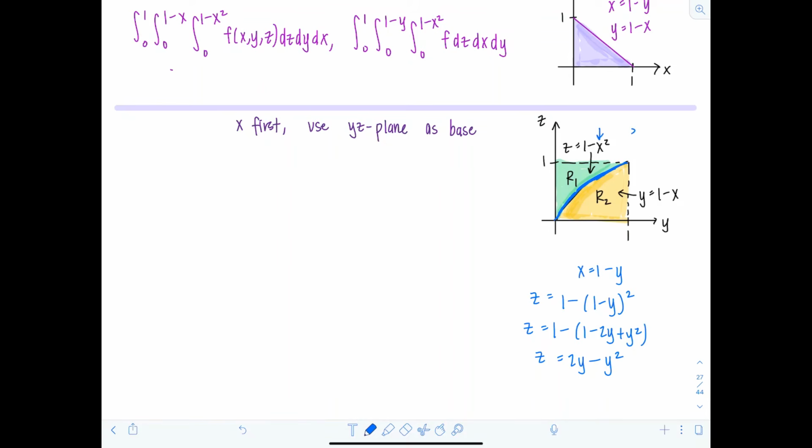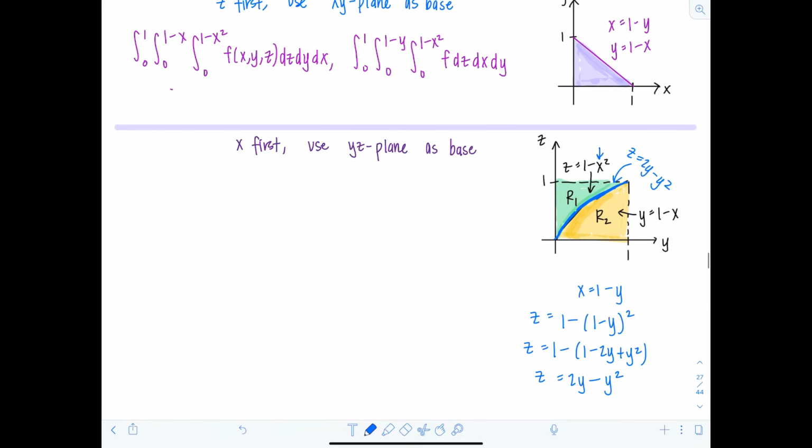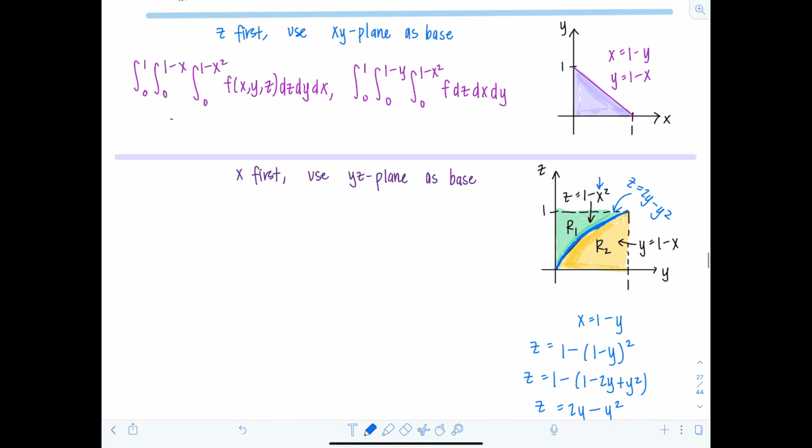That is z equals 2y minus y squared. So we're going to split it up right now. Okay, you ready to roll? I think we can handle this. I'll do limits for y on the very outside first, okay? So constant limits for y.